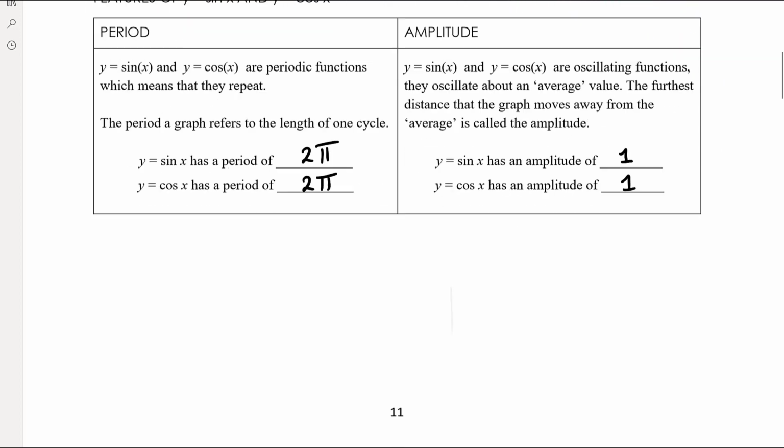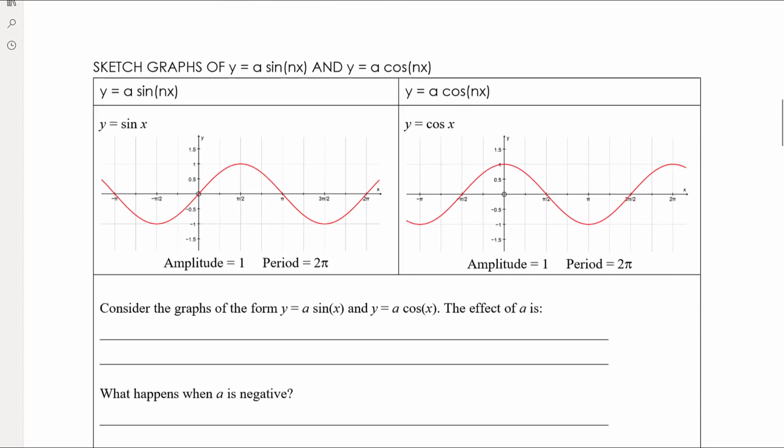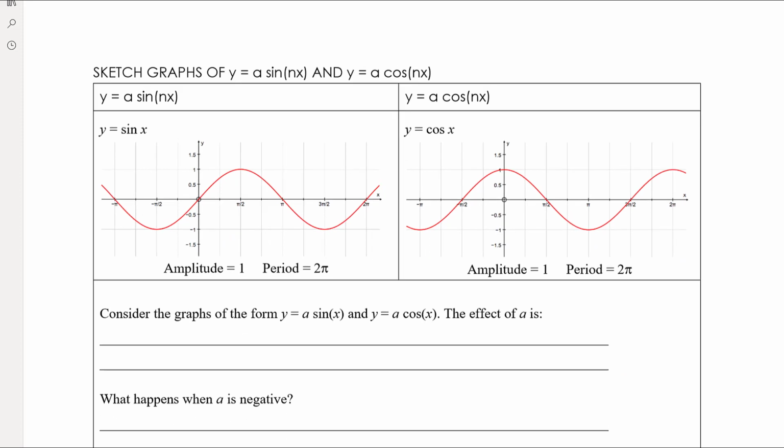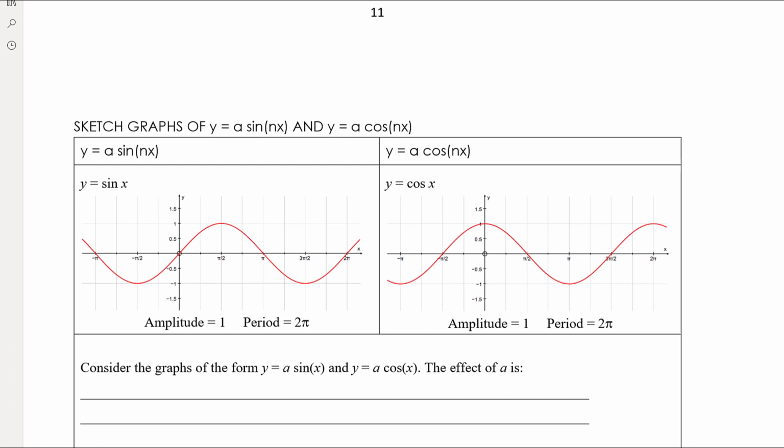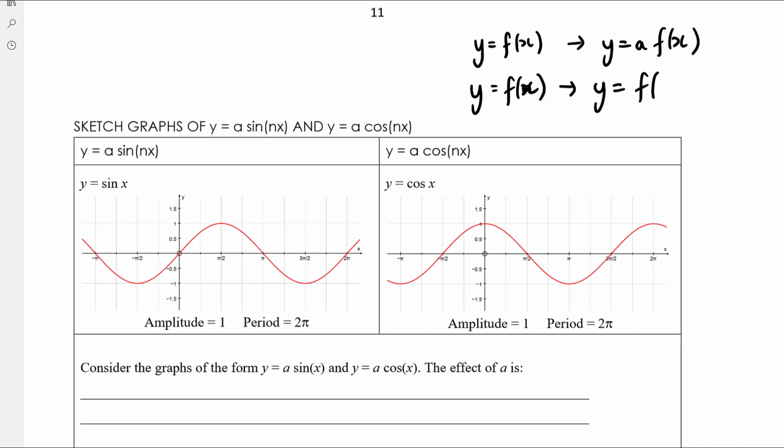Now what we want to look at is to start to apply our transformations. So we're going to look at graphs of the form y equals a times sine of nx and y equals a times cos of nx. We should be familiar with these. If we just think about the a, we're looking at y equals f of x becomes y equals a times f of x. We should be familiar with that as a dilation from the x-axis by a factor of a. Focusing just on n, we're looking at y equals f of x becomes y equals f of nx, a dilation from the y-axis by a factor of 1 over n.